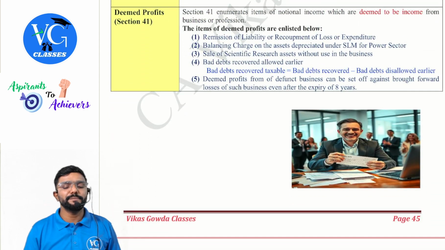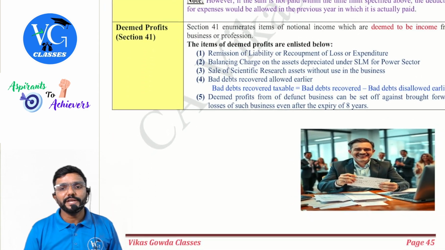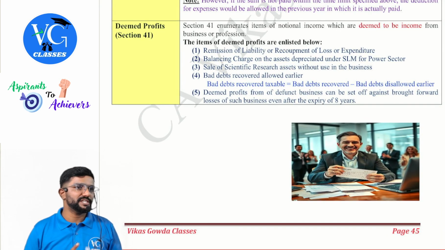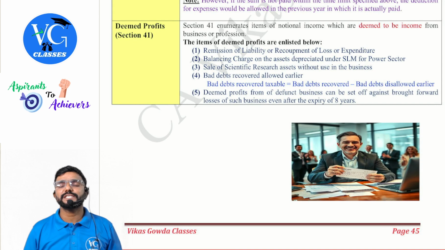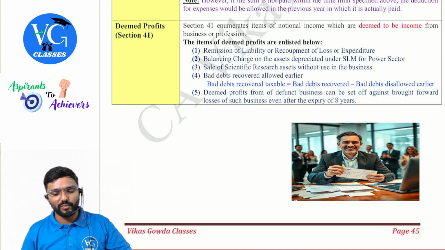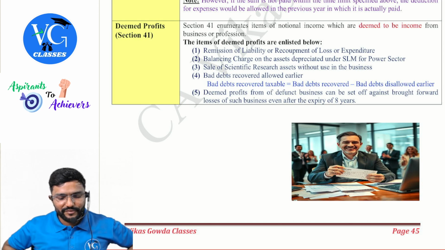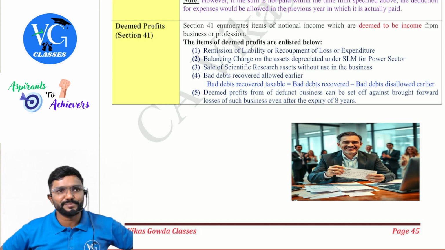Yeah, coming to deemed profits. Guys, the following incomes are taxable even if the assessee has already shut down his business. What are those? Section 41, taxable under PGBP only. First, 41 subsection 1, remission of liability or recoupment of loss or expenditure.